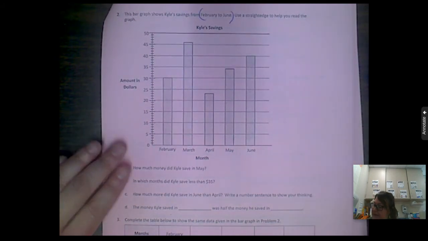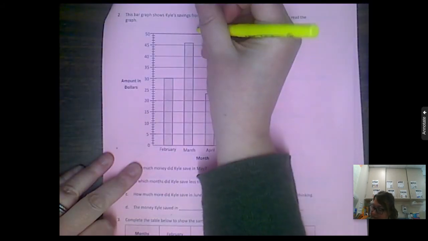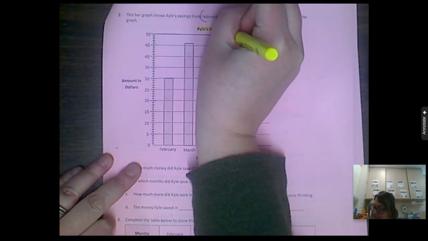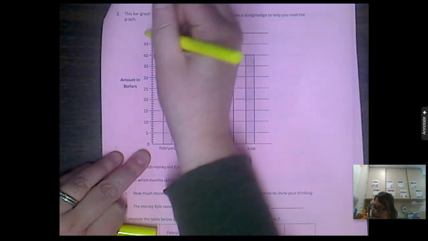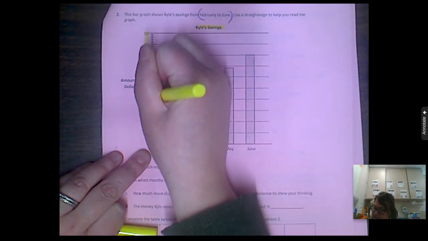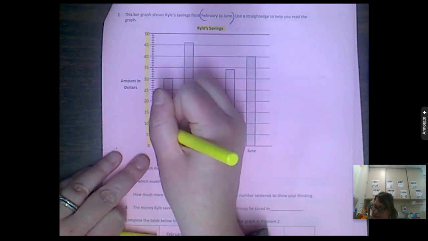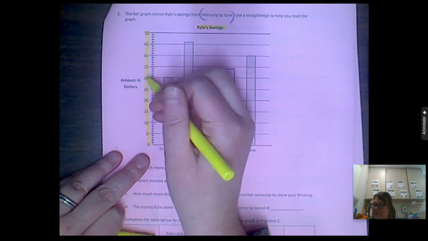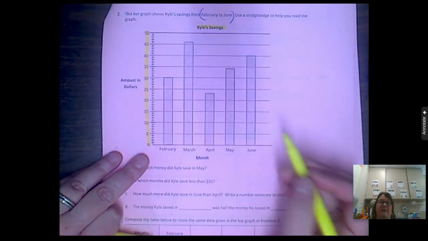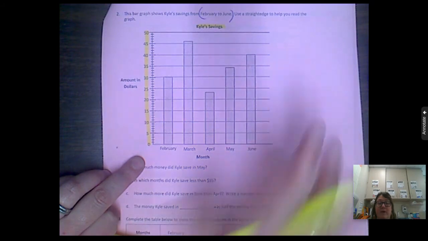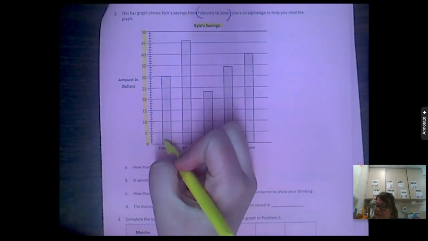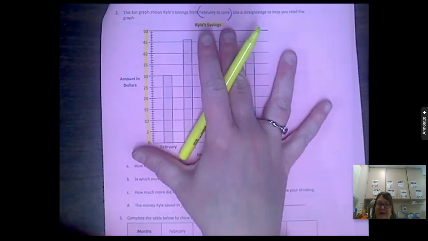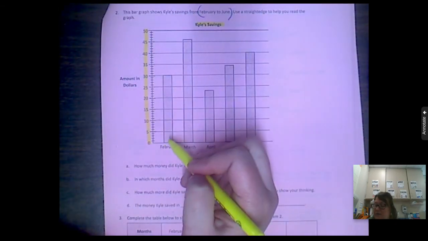So let's look here. Our title of our graph is Kyle's savings. So we'll highlight that. On the side, highlight the key. So we have 0, 5, 10, 15, 20, 25, 30, 35, 40, 45, 50. What are we counting by? We're counting by 5s, right? So we're counting by 5s. So that means that each square represents 5. Okay. Each square in this one represents 5.